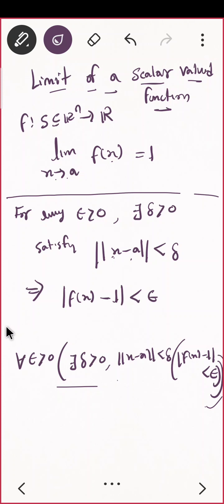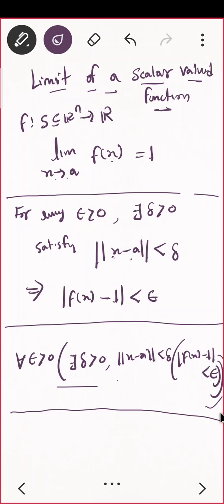So do you see some difference here? The limit definition we took earlier and this one are almost the same. The only change is that there we had mod of x minus a, here we have norm of x minus a. Now my question is, suppose this were not scalar but vector valued, can you still give me the definition in the same format?